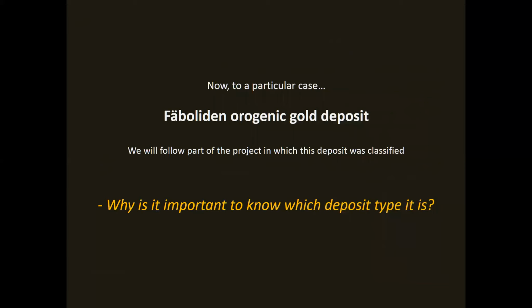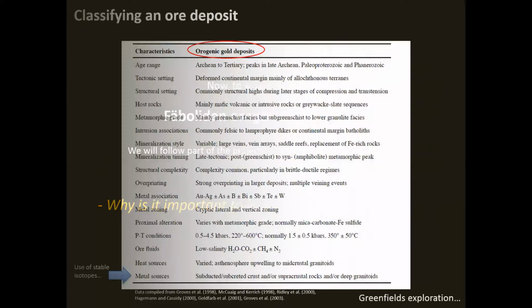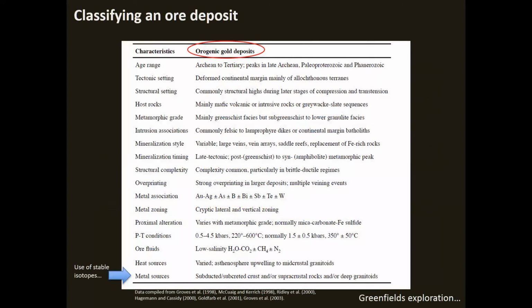But first, I want to mention the importance of knowing what deposit type you're working on. Why is it important to know that this is actually an orogenic gold deposit? When we classify a deposit, we look at a large range of different characteristics, such as the age, the structural setting, the host rock, metamorphic grade, the structural complexity of things, the metal association, different PT conditions, pressure, temperature, and we also look at the metal sources. And the metal sources is where the stable isotopes come in.